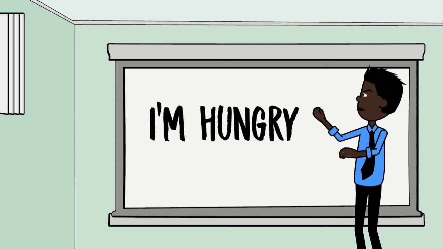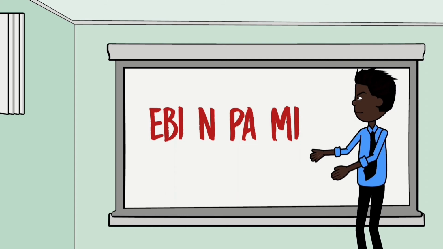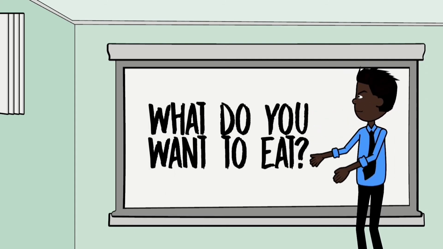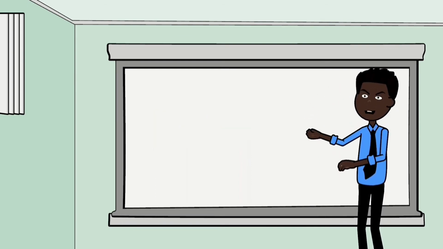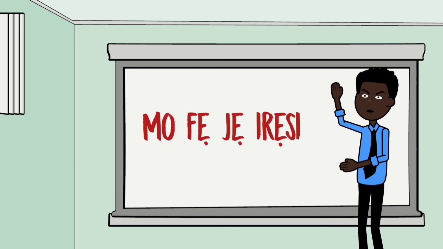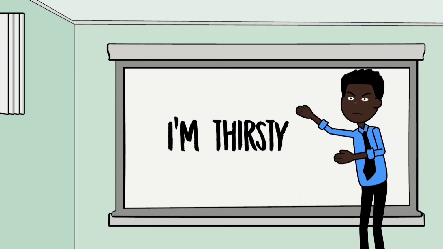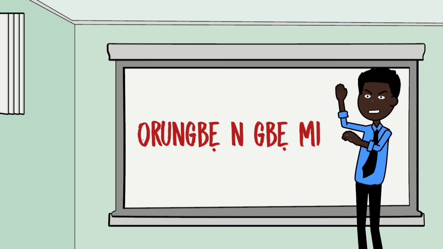I am hungry. Ebi ń pa mí. What do you want to eat? Kí lo fẹ́ jẹ? I want to eat rice. Mo fẹ́ jẹ ìrẹsì. I'm thirsty. Òrùngbẹ ń gbẹ mí.